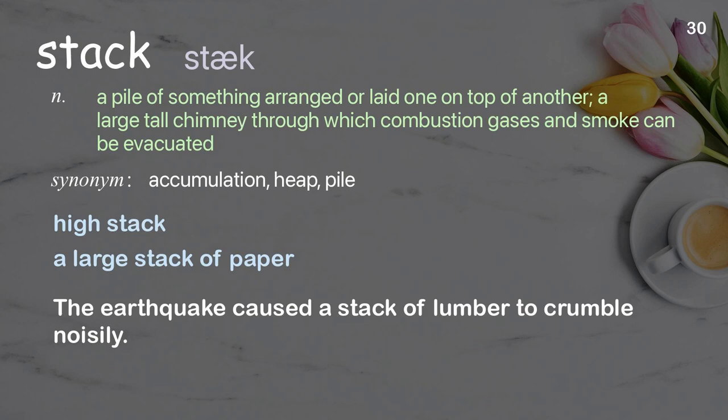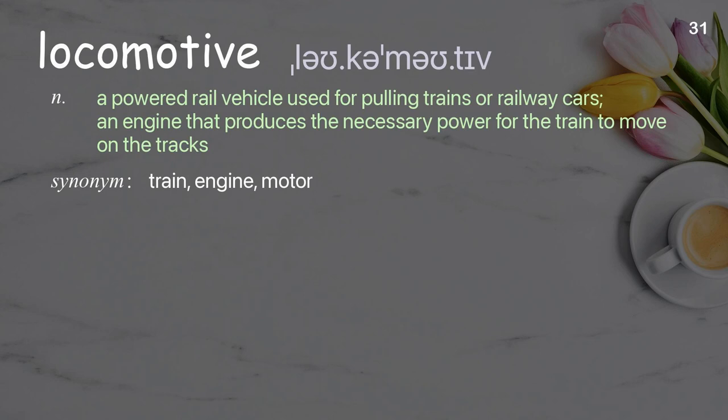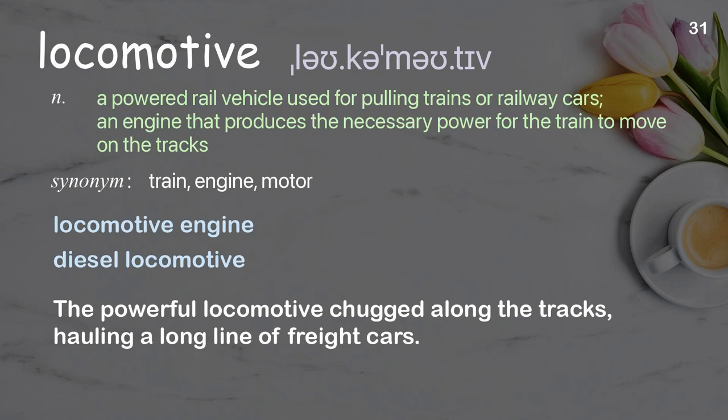Locomotive. A powered rail vehicle used for pulling trains or railway cars, an engine that produces the necessary power for the train to move on the tracks. Examples: Locomotive engine, diesel locomotive. The powerful locomotive chugged along the tracks, hauling a long line of freight cars.